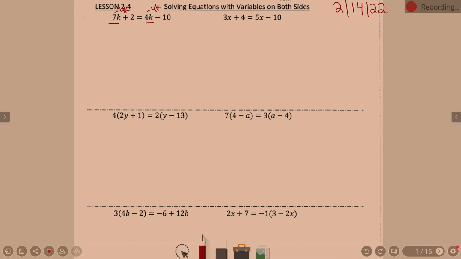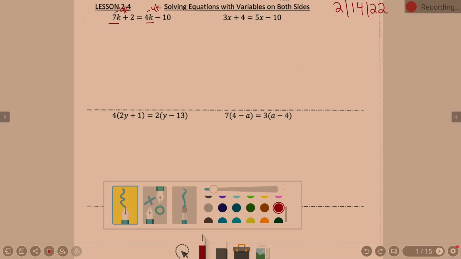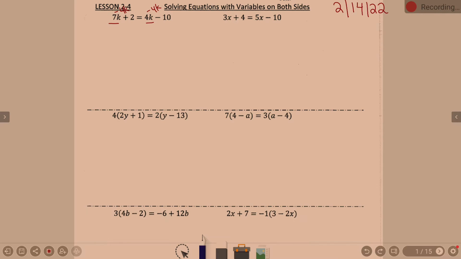I write mine up above. If you write yours down below, that's fine. You might be able to see the rest of it better, but I kind of wrote over stuff up there, didn't I?